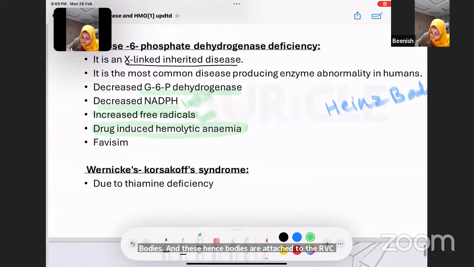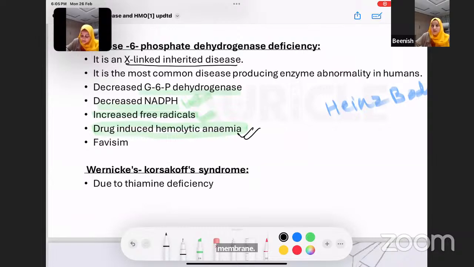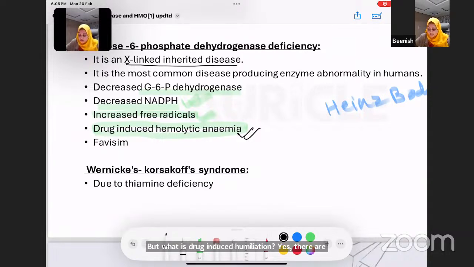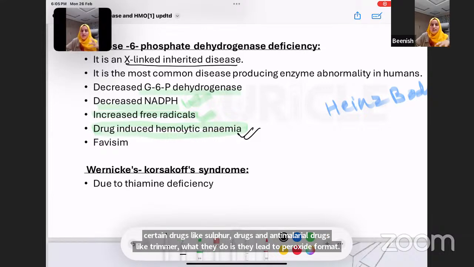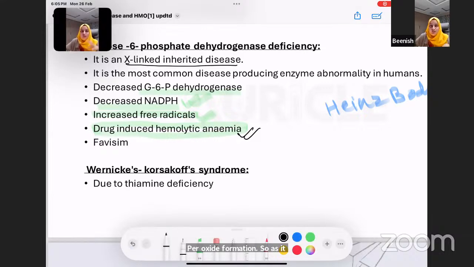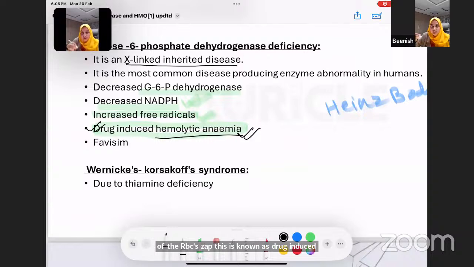Now, what is drug-induced hemolytic anemia? There are certain drugs like sulfa drugs and anti-malarial drugs like primaquine. What they do is they lead to peroxide formation. So as it is, NADPH was decreased and there was decreased free radical scavenging, and the formation of more free radicals will lead to lysis of the RBCs. Therefore, this is known as drug-induced hemolytic anemia. And if you consume fava beans, they have the same effect. So glucose 6-phosphate dehydrogenase deficiency due to consumption of fava beans is known as favism.